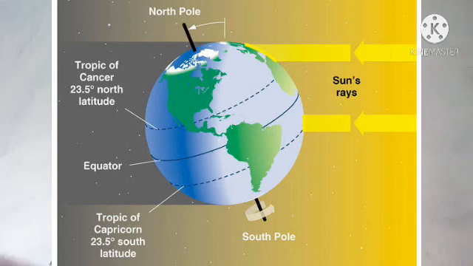And the second feature is that all the lines of latitude are parallel to the equator and form a complete circle except the north pole and the south pole, because these are only points.